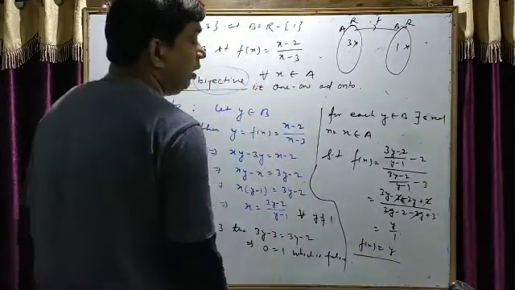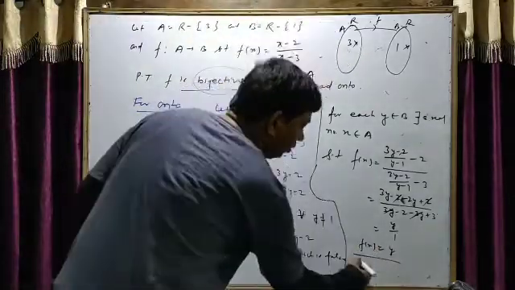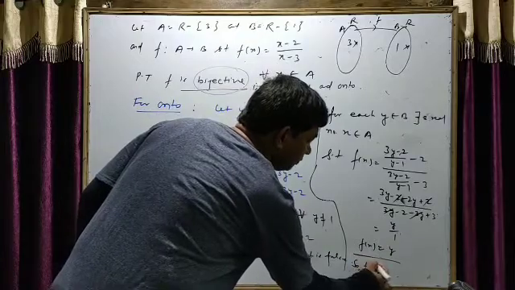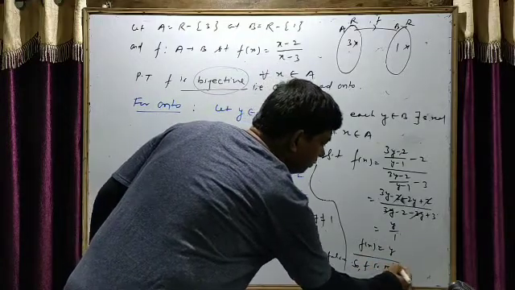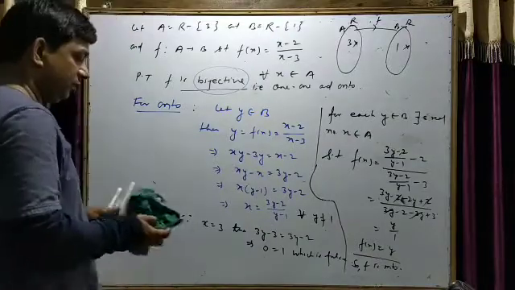Y. So what I have to say, this function is onto because range equal to codomain. So f is onto. So this is the required proof. Now you write.